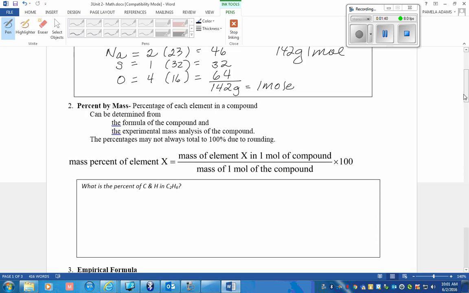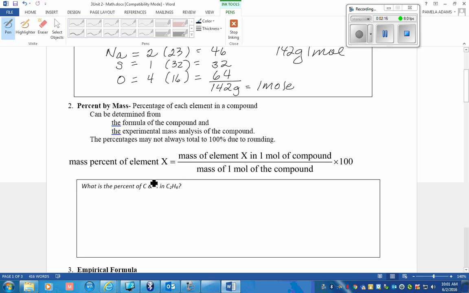Sometimes it is helpful to find the percent by mass. The percent by mass is the mass that each one of the elements in a compound adds to the total mass of the compound. The way we do this is we find the percent of each one of the elements in the total. It says, what's the percentage of carbon in C2H6, and what is the percentage of hydrogen in C2H6?